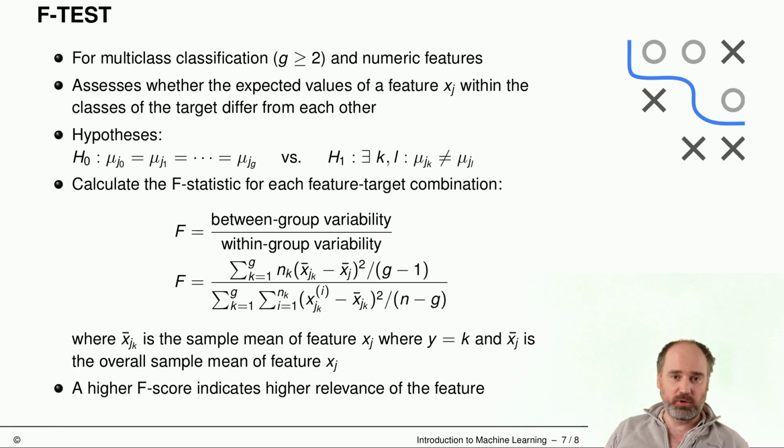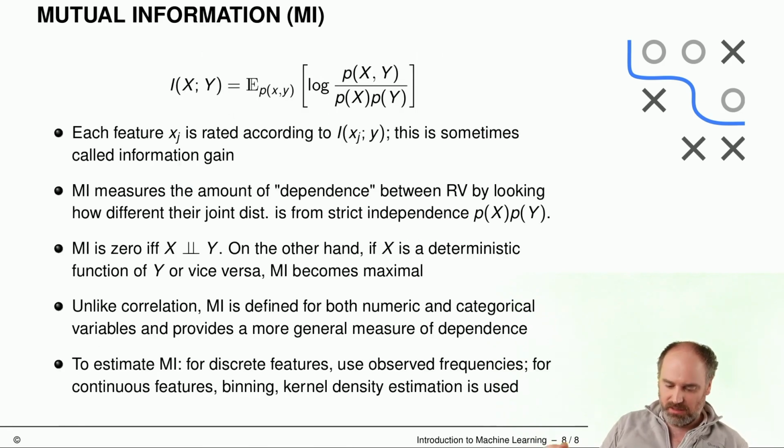If I have a multi-class problem, I can't run the t-test anymore, but we can run the F-test to assess whether the expected value of a feature helps us to discriminate between now a couple of classes. And I guess I don't have to say too much more about that. It's also pretty basic. And then there are things like mutual information, which are constructed a little bit differently.